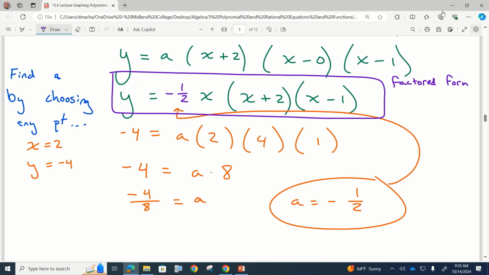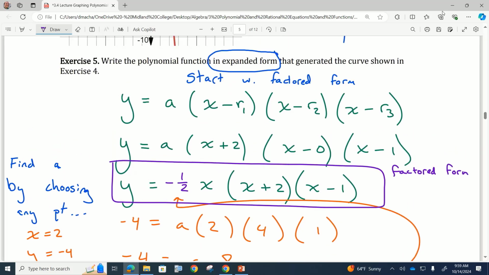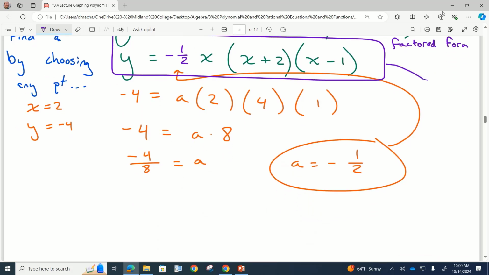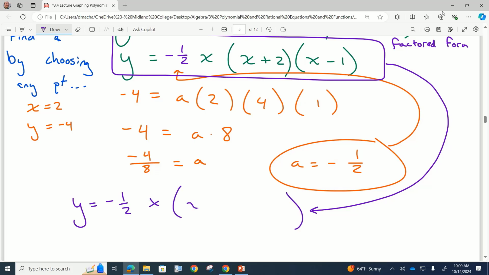My question asked me to put this in expanded form, right? We said, write the polynomial function in expanded form. Well, now I've written the function in factored form that generated the curve. I'm almost there. I just need to expand. And we've done this before, in lecture 3.1. What I might want to do first is multiply the last two factors together to get x squared plus x minus 2.